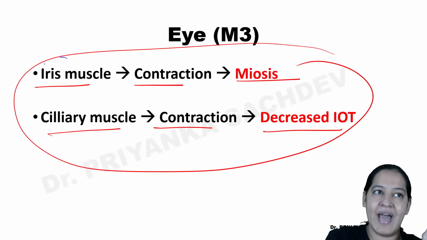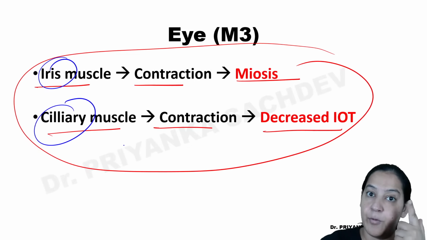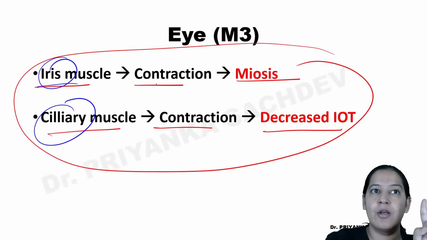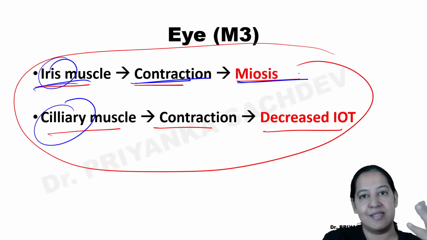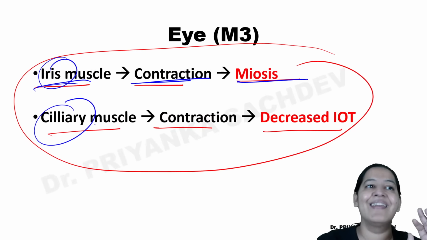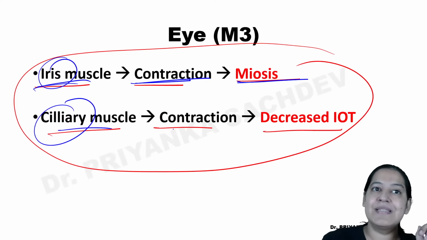This is the summary. So the iris muscle and ciliary muscle are the two muscles. Both are present in our eye. If the iris muscle contracts, it causes miosis. If the iris muscle relaxes, it causes mydriasis. The reverse will happen if they relax. Done. If the ciliary muscle contracts, it decreases IOP. If the ciliary muscle relaxes, it increases IOP.